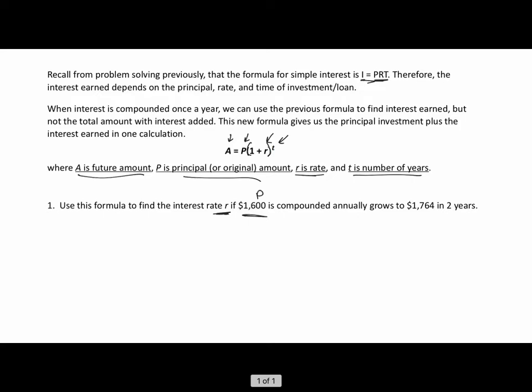It's compounded annually, which means we can use this formula. This is an annual interest compounding formula. Sometimes there's more compounding, and we'll see that later. And this is how much it grows to after 2 years. So that's actually the accumulated amount, or the future amount, and 2 years is the amount of time. So if we're going to use this formula, A equals P times 1 plus R raised to the T, let's put in all of these pieces that we know to relate the knowns to the unknowns.